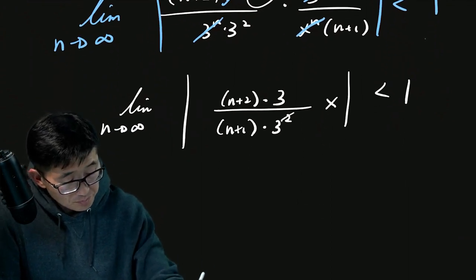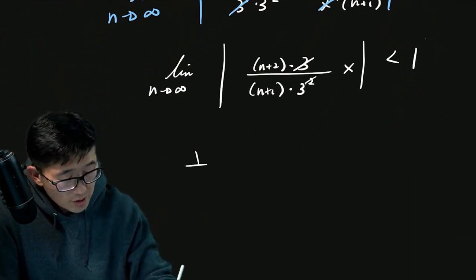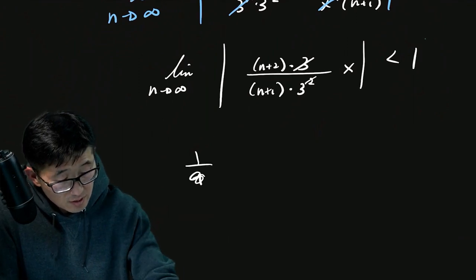Now, that's just 1/9. 1/9 is a number, so we can bring that out. So we'll put here 1/9. I'm sorry, 1/3.